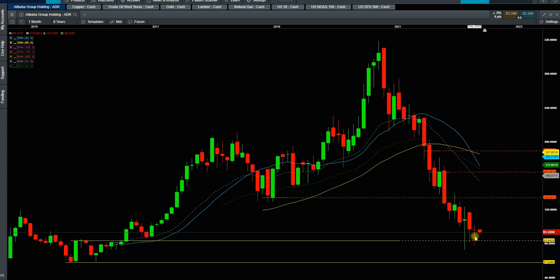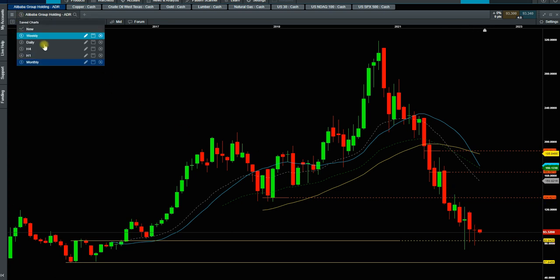The month of May just formed a dragonfly doji with a higher low as well. This higher low, I haven't seen since this downtrend began. That is very, very important based on the monthly chart, and we can see how we can say the downtrend is being finished.